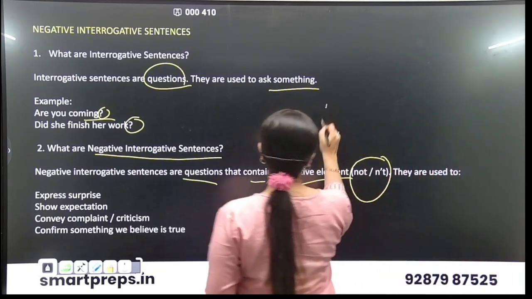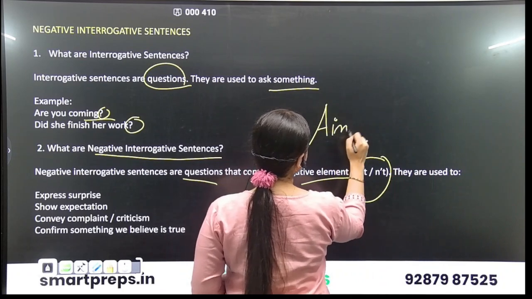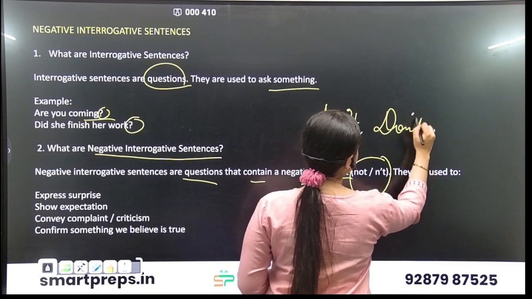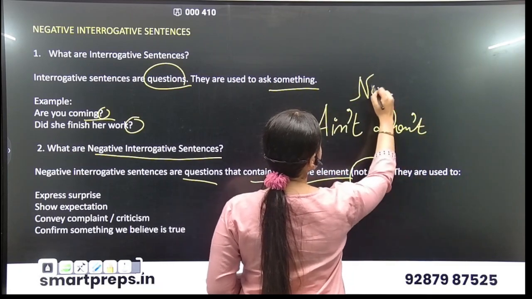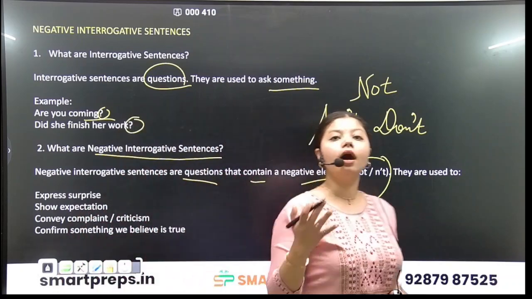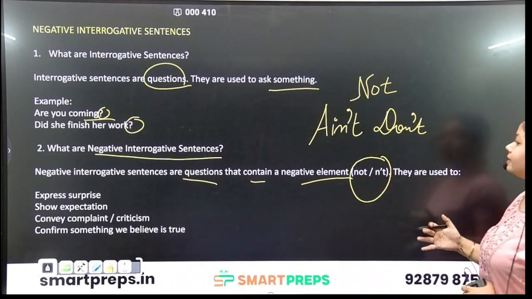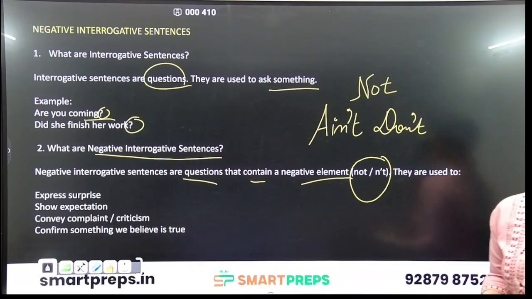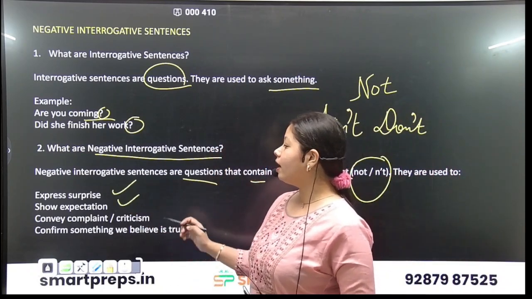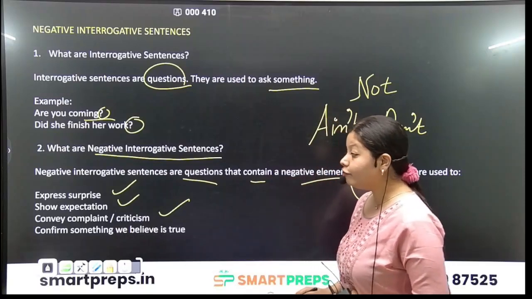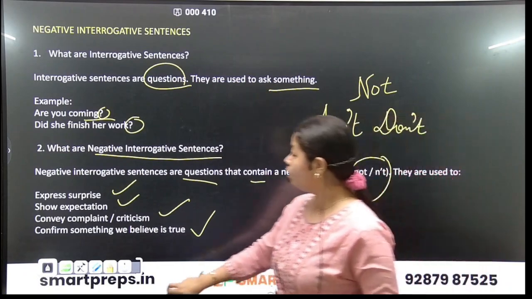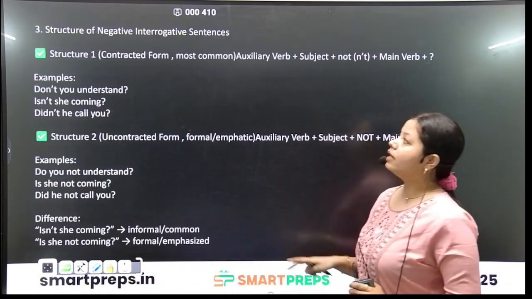Like ain't, like don't. Either it's a not whenever we are talking about negative interrogative. Along with a question mark, we'll put a not in the questions, a negative element. They are used to express surprise, show expectation, convey complaint or criticism, and confirm something we believe is true. So that is the most important concept of negative interrogative sentences.